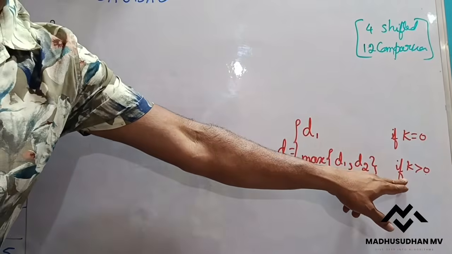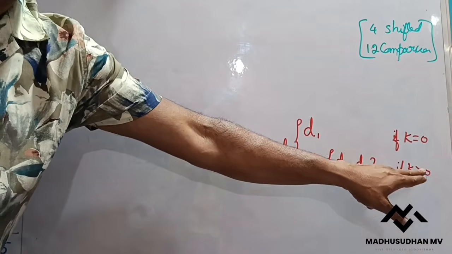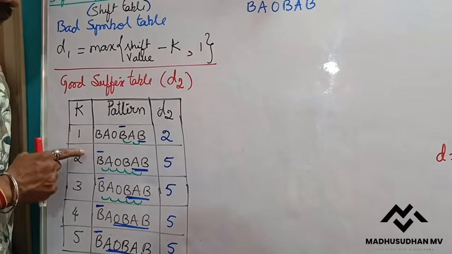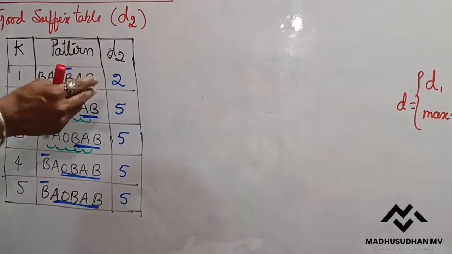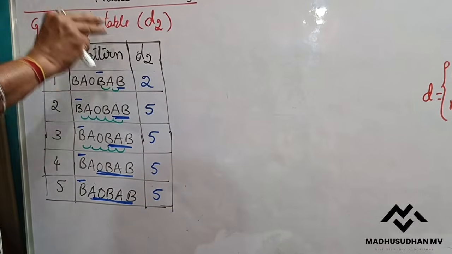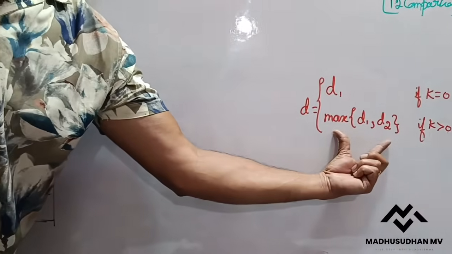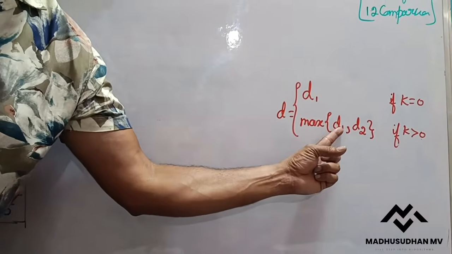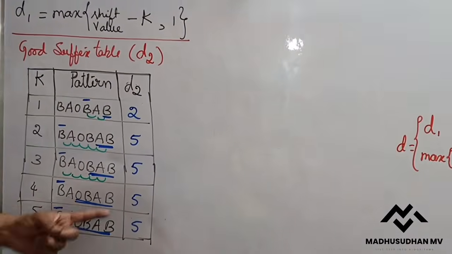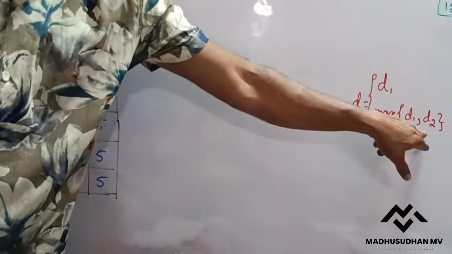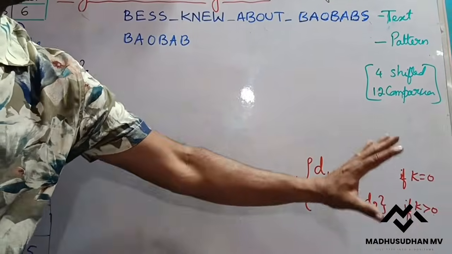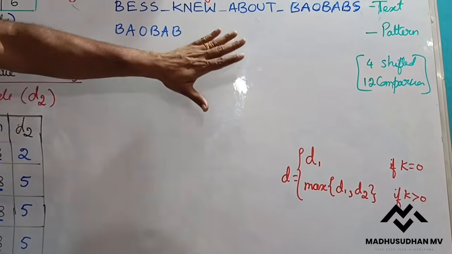If k is greater than 0, that means if some number of characters have been matched, like one character has matched, 2 characters have been matched, 3 characters have been matched, and then a mismatch occurs, at that time use this formula. At that time you calculate both D1 and D2. D1 I will get from the bad symbol table, D2 I will get from the good suffix table. Whichever is maximum, that you use. That is the distance. So this is the formula you need to remember. Okay, now let us apply this.